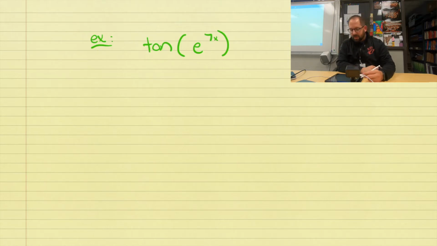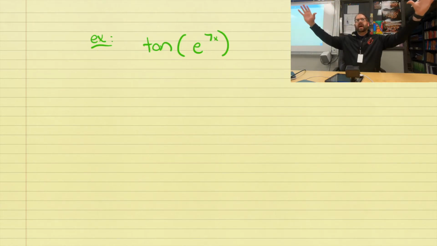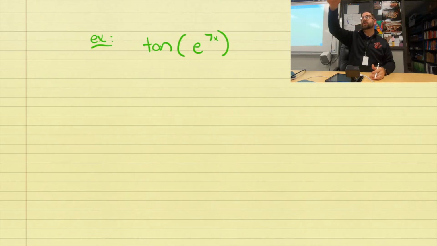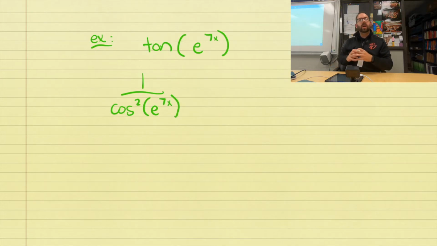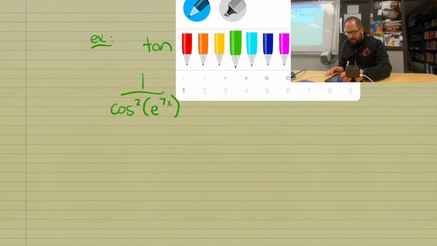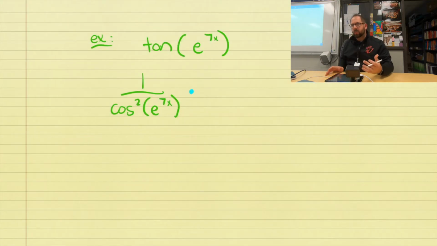So, the outside rule, what is the outside? Tangent. So what's the derivative of tangent? We just talked about it a little bit ago. 1 over cosine squared of whatever was in the parenthesis. Whatever was in the parentheses stayed there, right? Now we have a times symbol behind it because it's a chain rule. So now we have to take the derivative of the inside.